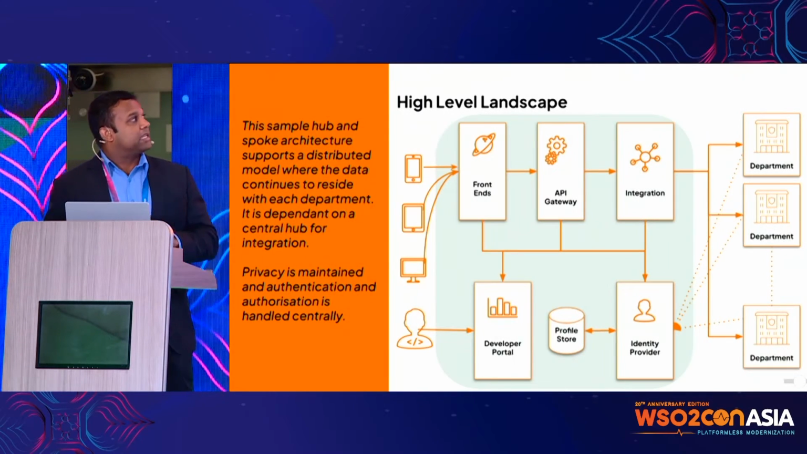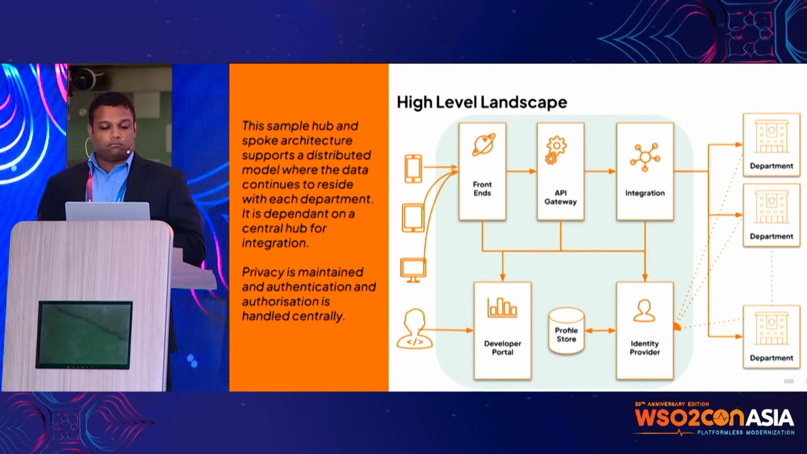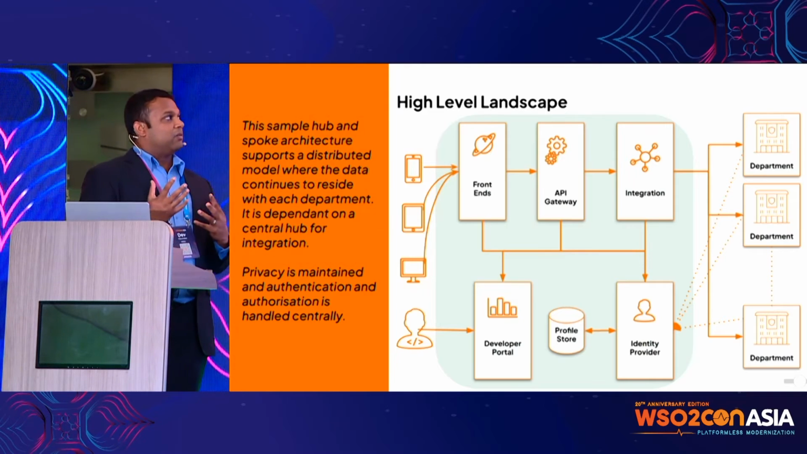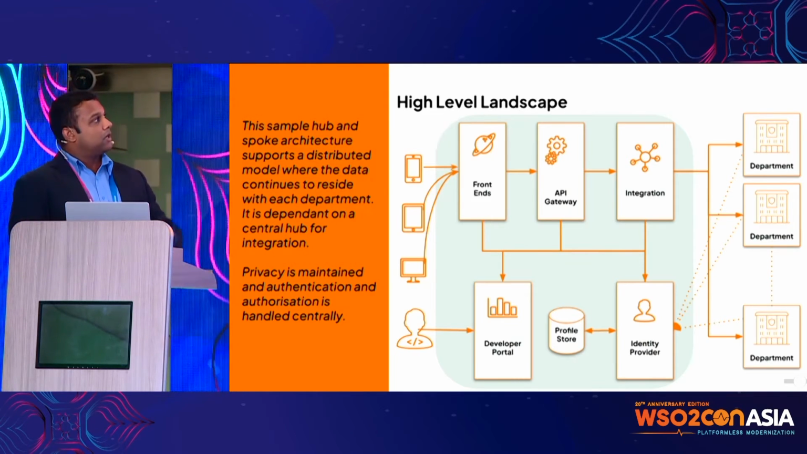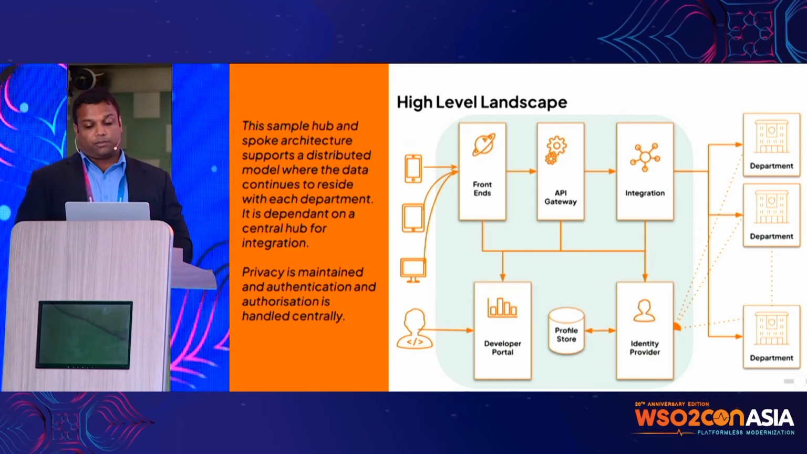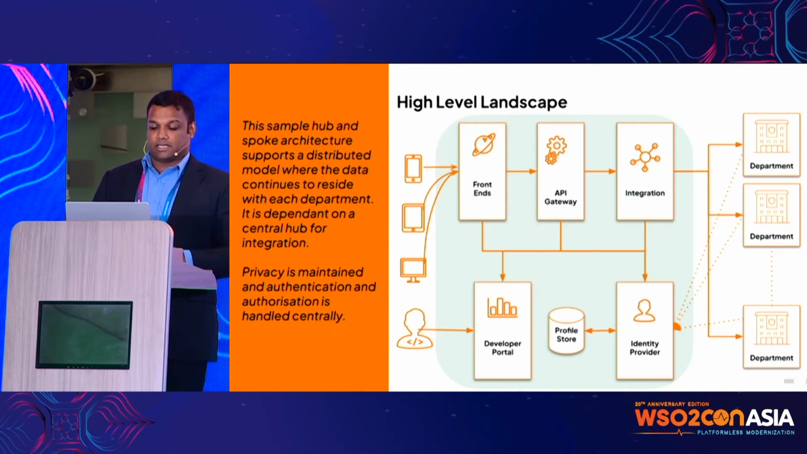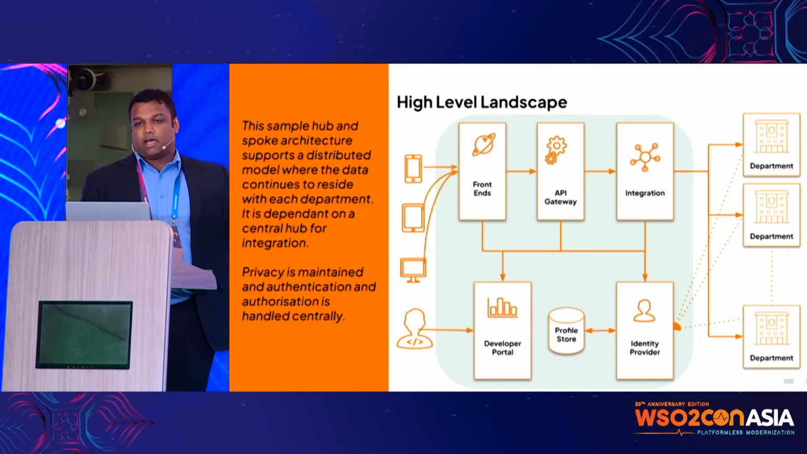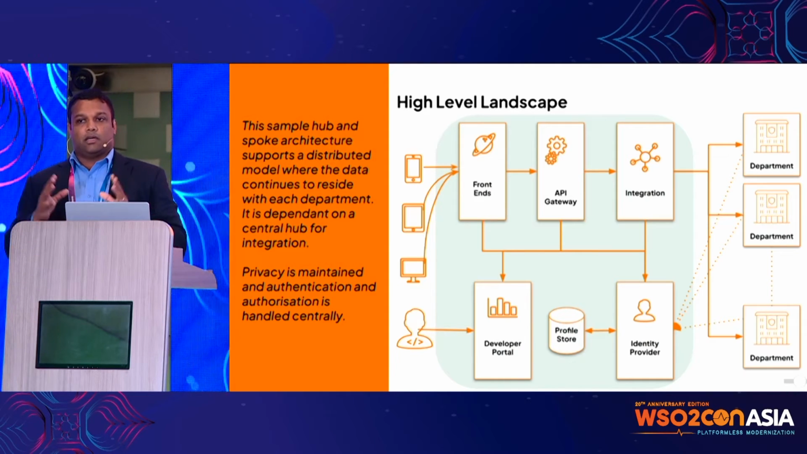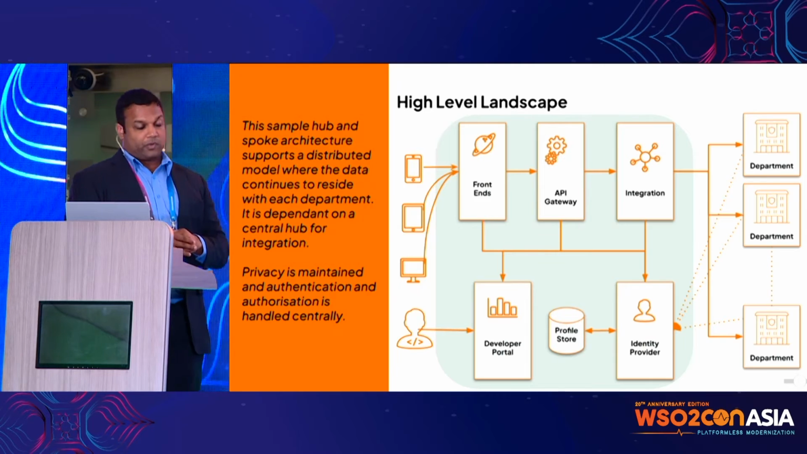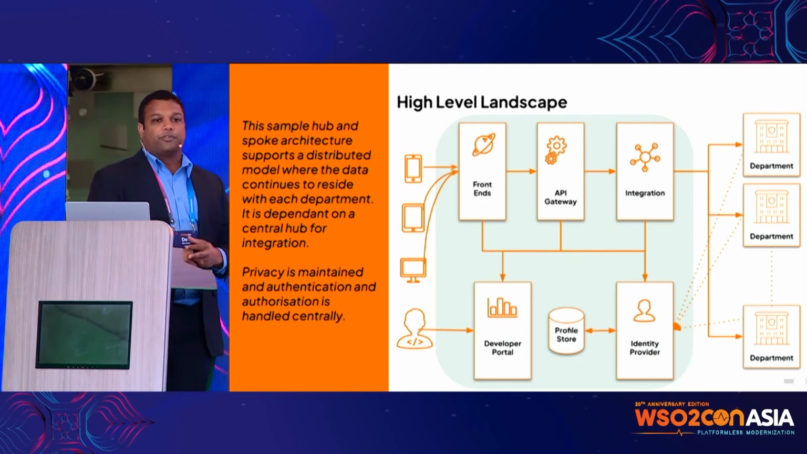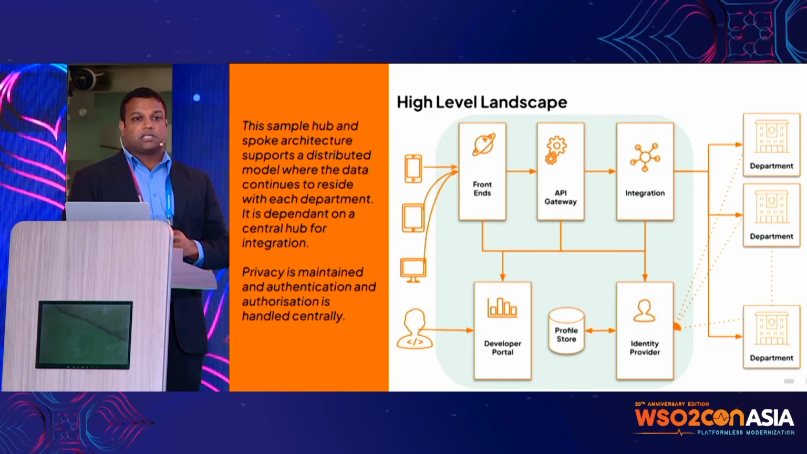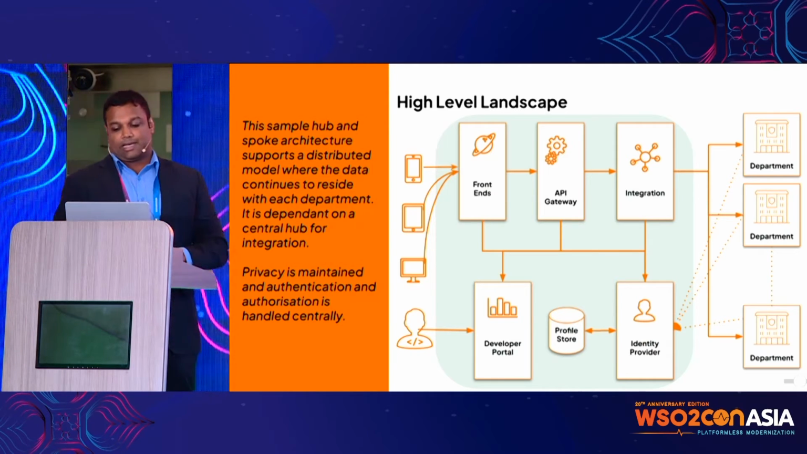So here I've come up with a sample hub and spoke architecture, which will help us understand what's required to build one of these digital platforms. On the right-hand side of the screen, you can find all the departments and agencies where your data resides. The section highlighted in green is the hub. The hub is what we need to build at the initial stages of a digital platform. It contains your identity provider and your profile store where your digital identities will be stored, and authentication and authorization services will be provided for all other components in this landscape.